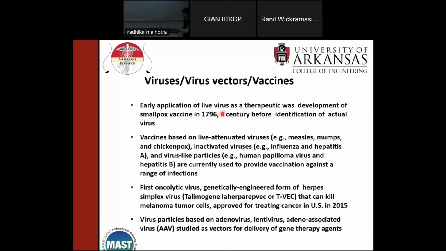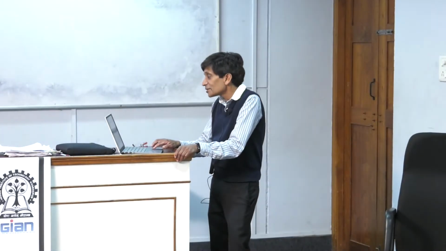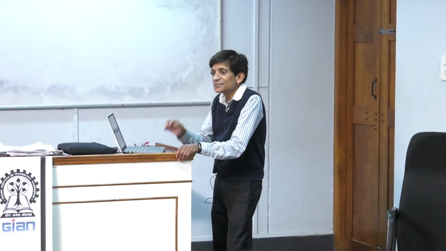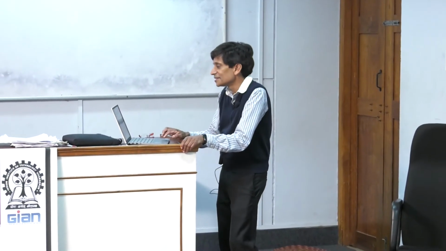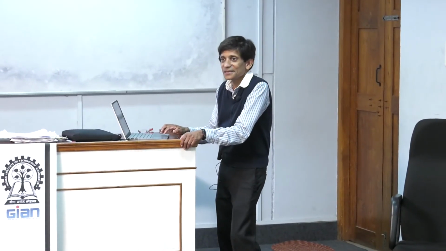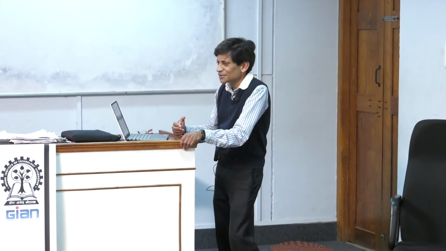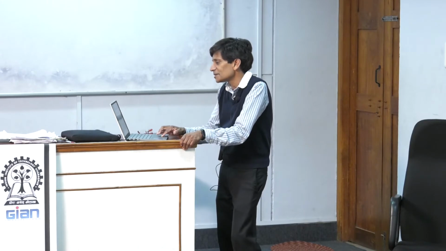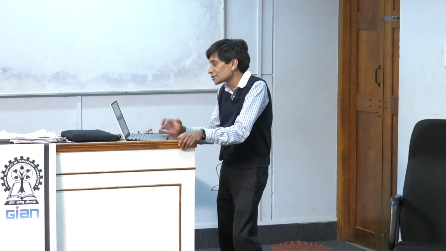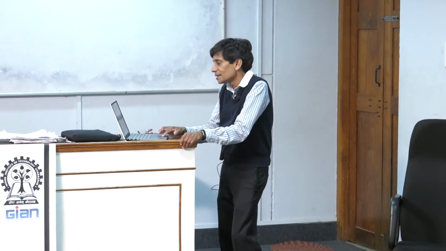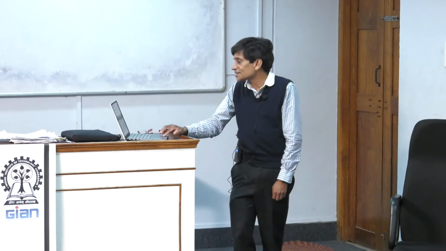An early application of live virus as a therapeutic was actually the development of the smallpox vaccine, and I just learned this recently. It was a long time ago, 1796. It was even before the actual virus had been isolated, so that was quite amazing. A treatment for smallpox had been found that depended on a vaccine. So vaccines are based on live attenuated virus.